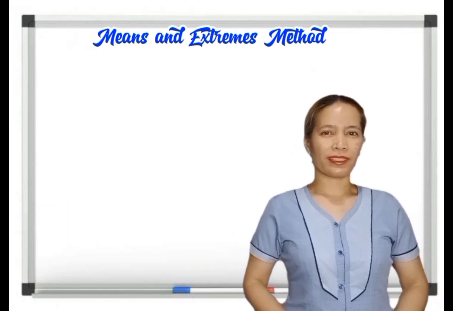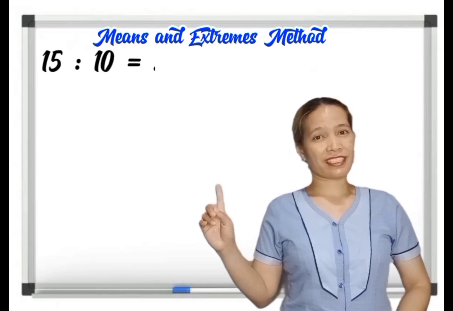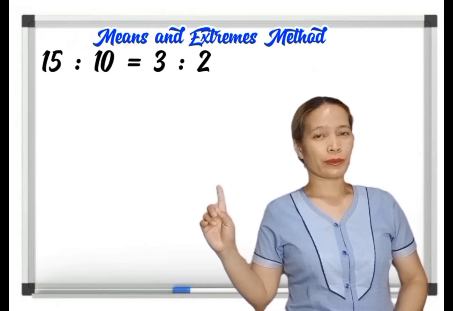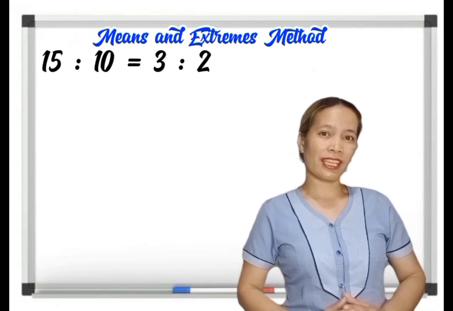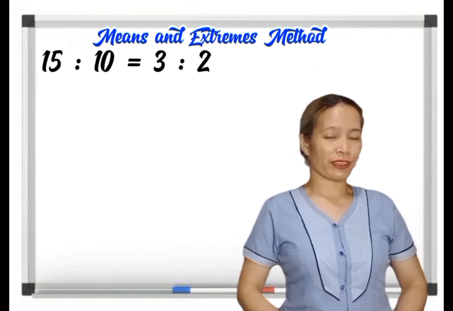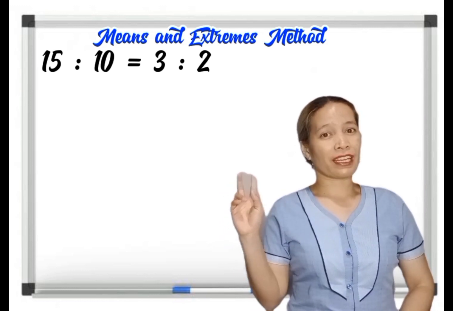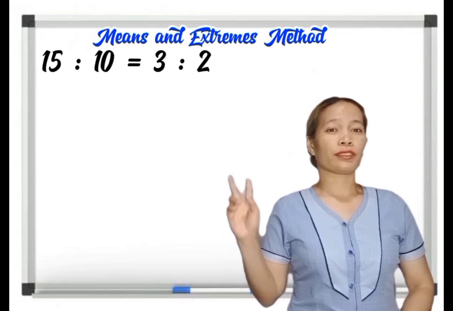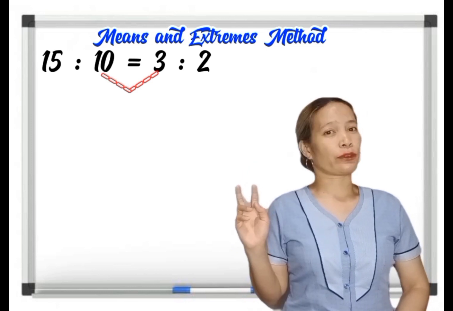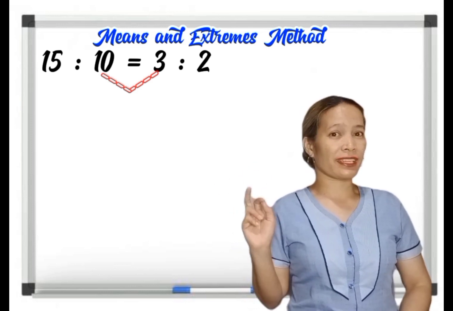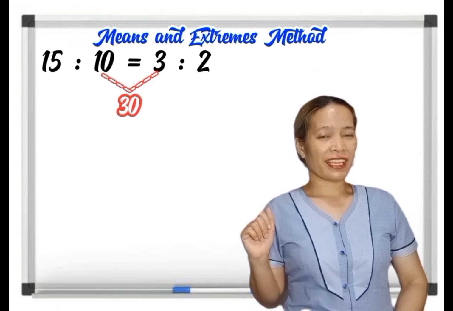Another example, 15 is to 10 is equal to 3 is to 2. Okay, we are going to use the means and extremes method. Okay, when we say means, yun po yung nasa loob na dalawang number. Yun po yung 10 and 3. So, we are going to multiply 10 times 3. The answer is 30. Okay.